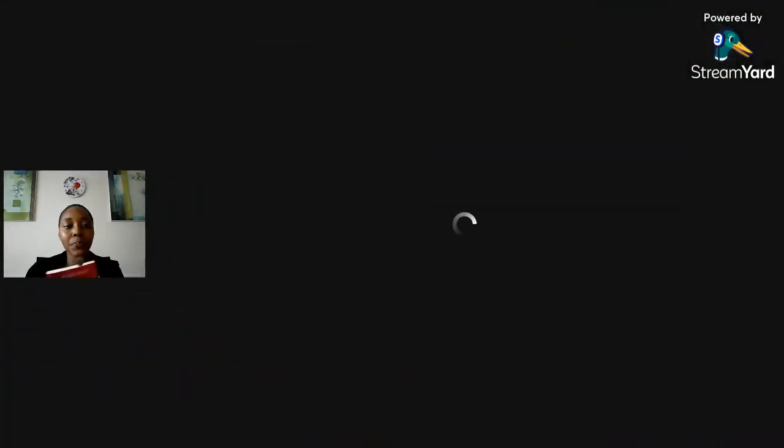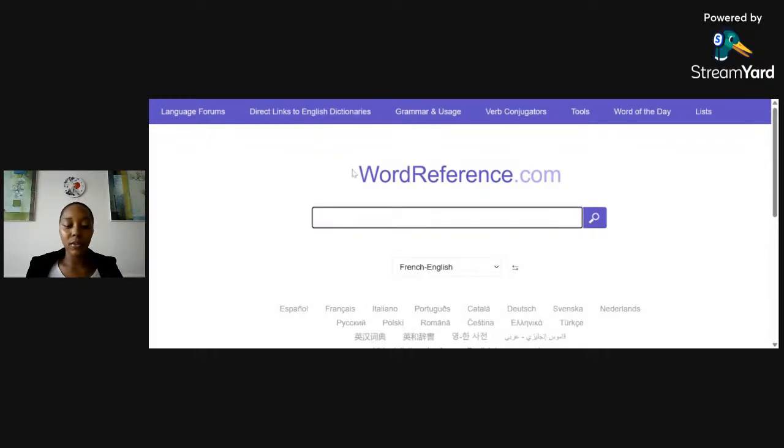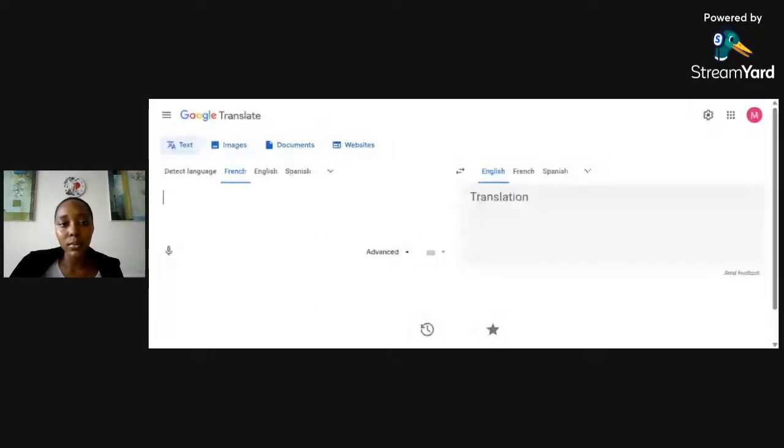So I have the whole setup. Let me share my screen. When I read in whatever language I'm reading in, I always make sure I have WordReference open, which is the page that I'm on right now, because it's amazing. I use it for French, Arabic, and Spanish. Oh, excellent. The next one, of course, everybody knows Google Translate.